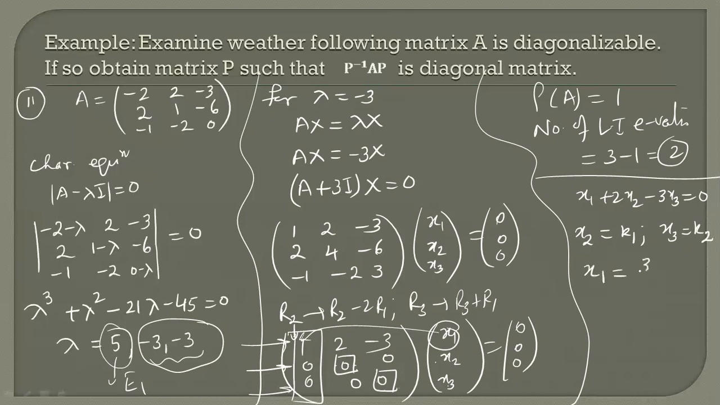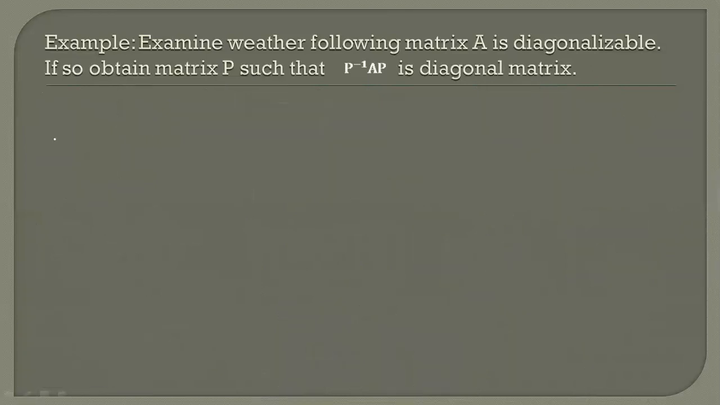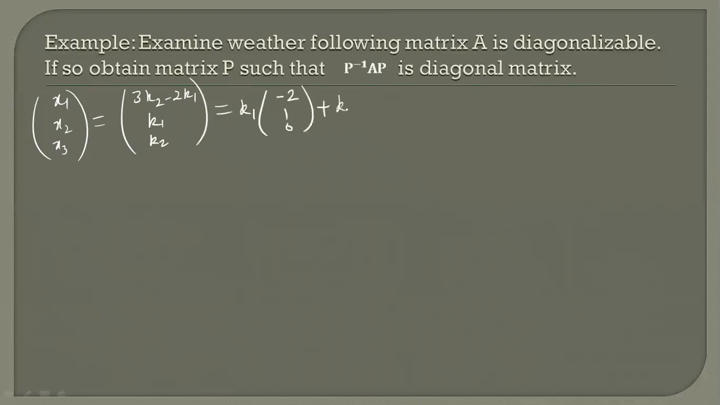So x1 will be 3k2 minus 2k1. I have already found these eigenvectors in lecture 11. You can see that. Then x1, x2, x3 is given as 3k2 minus 2k1, k1, k2. Or if you take k1 outside, it will be minus 2, 1, 0, plus k2 if you take outside, 3, 0, 1. Let this be the E1 eigenvector and this be the E2 eigenvector.